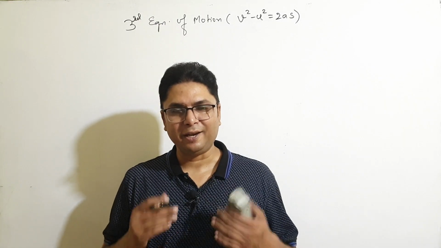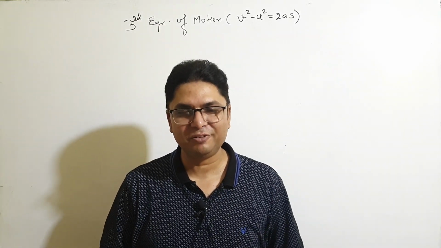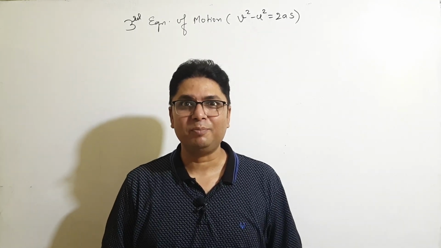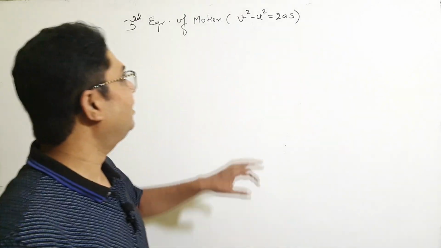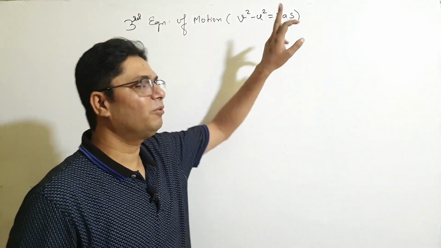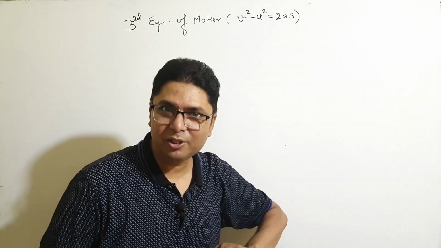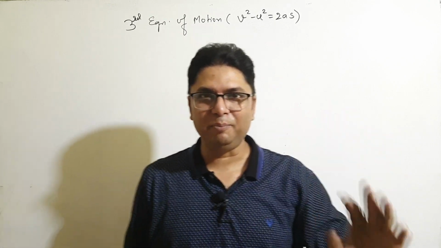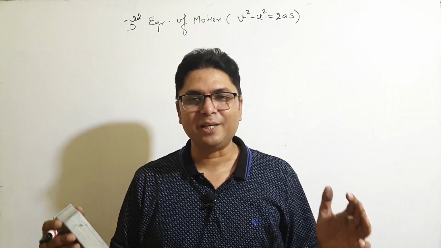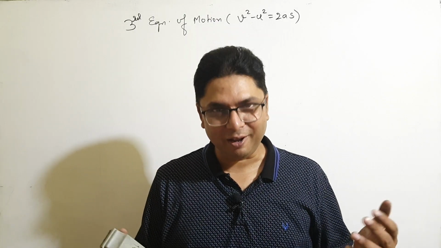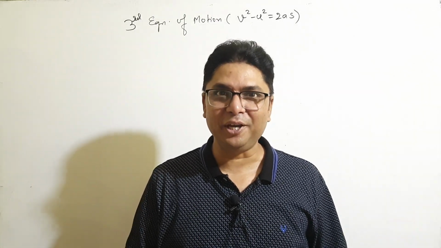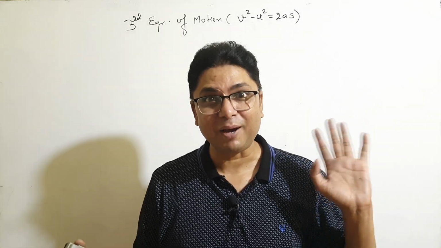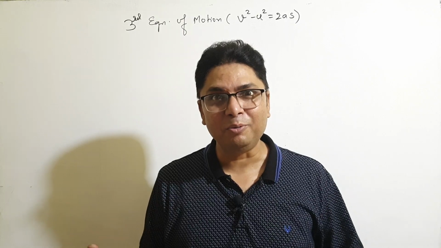Hello friends, let's get ready to enjoy the third equation of motion, which is v square equals u square plus 2as, or you can also write v square minus u square equals 2as. This is the third equation of kinematics motion. This can be obtained by three methods. Method 1, algebraic method. Method 2, graphical method, and method 3, calculus method. Let us obtain this equation by these three methods, followed by numericals on it.